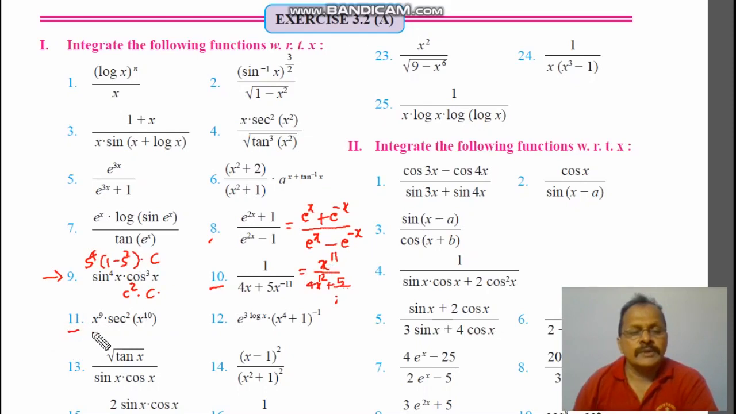11th problem, also simple one. Put x raised to 10 is equal to t. So 10 x raised to 9 dx is equal to dt. That means x raised to 9 dx is equal to dt upon 10. The 12th problem is e raised to 3 log x into x raised to 4 plus 1 raised to minus 1. Let us solve this problem on board.